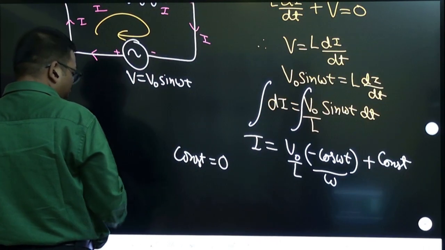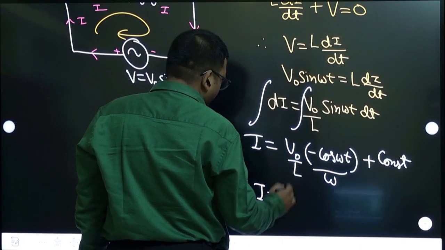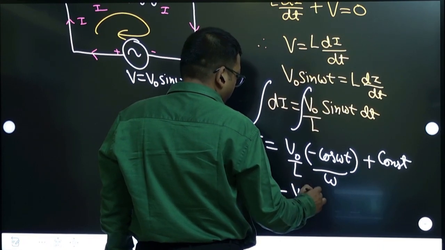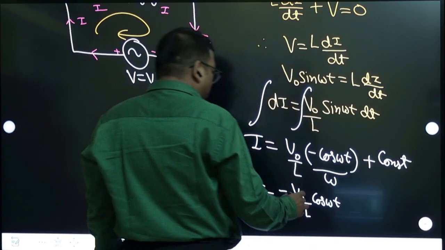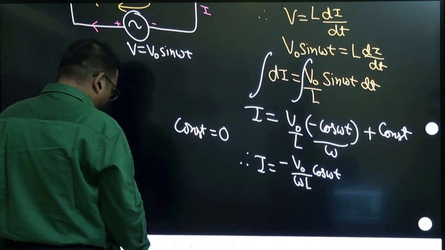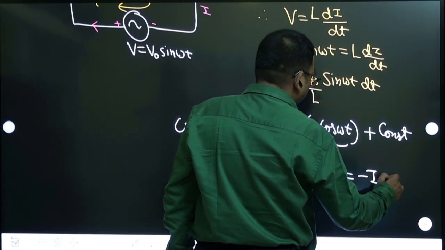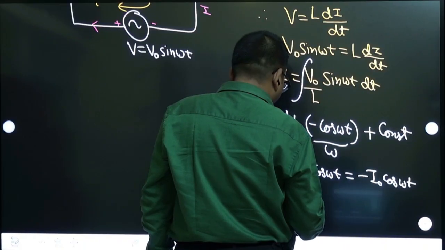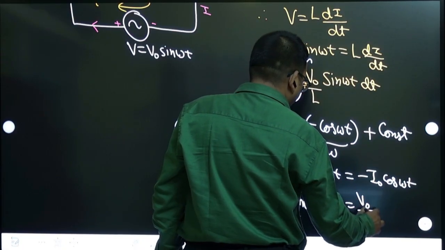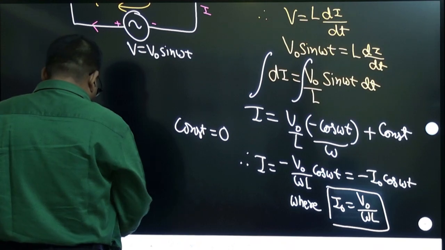So if you take this as 0, then you get I equal to minus V naught by omega L cos omega t. Note that this V naught by omega L we can write as current I naught. So this we will write as minus I naught cos omega t, where I naught is equal to V naught by omega L.